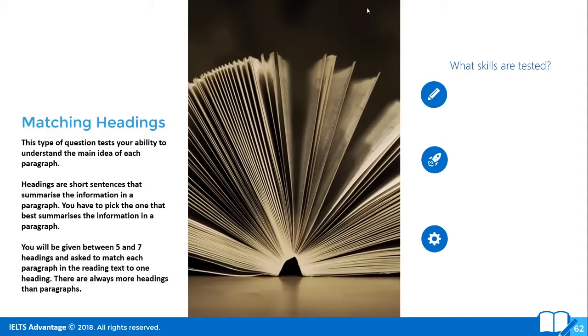You will be given between 5 and 7 headings and asked to match each paragraph in the reading text to one heading. There are always more headings than paragraphs. So this is one of the things that they're testing also, is can you tell the difference between the headings? So it's really testing your ability to understand meaning.